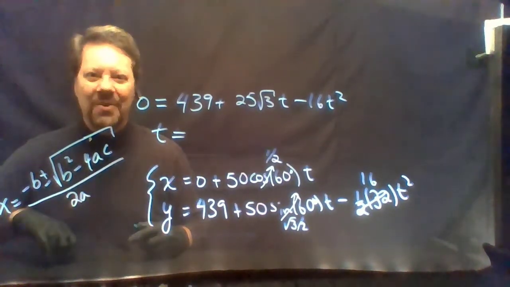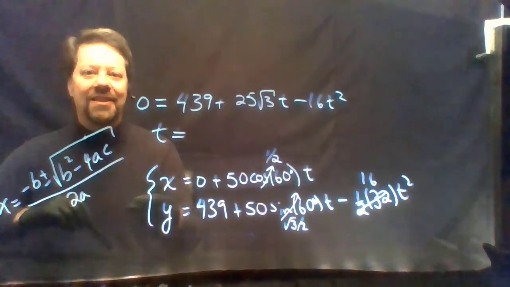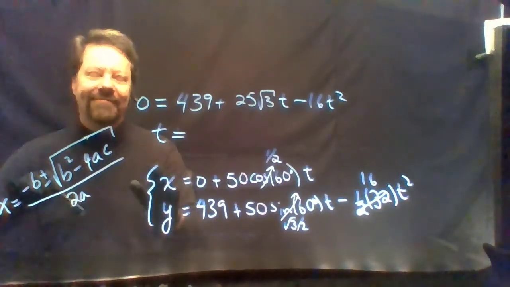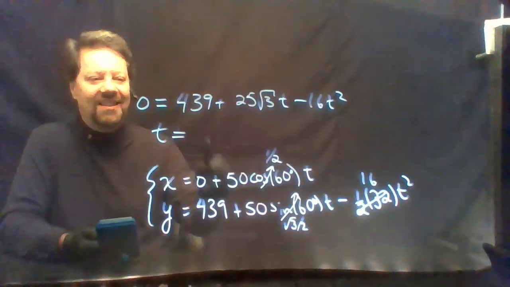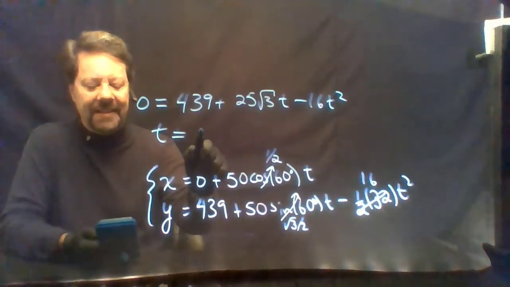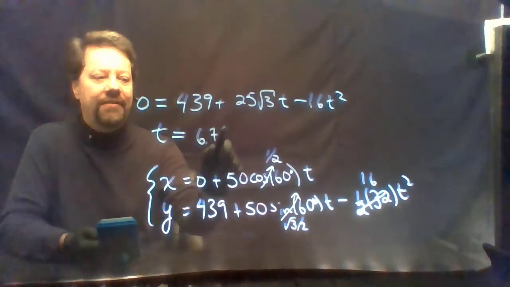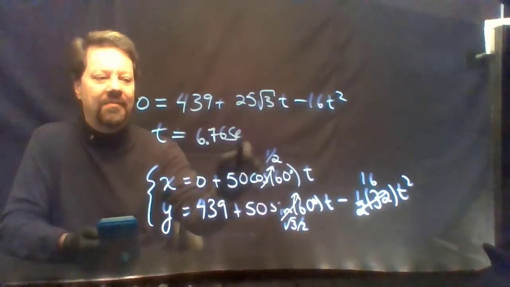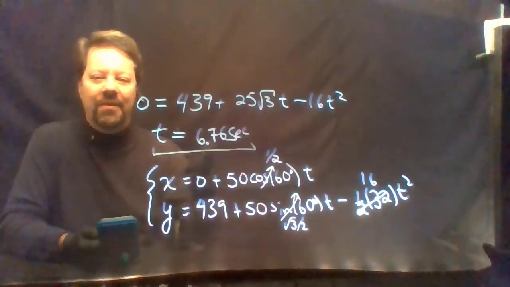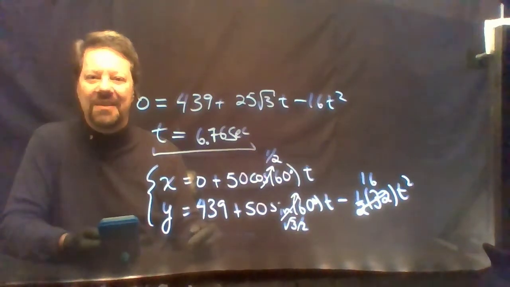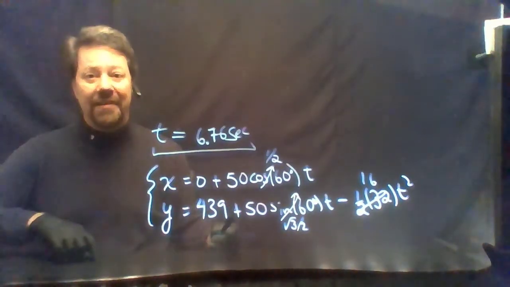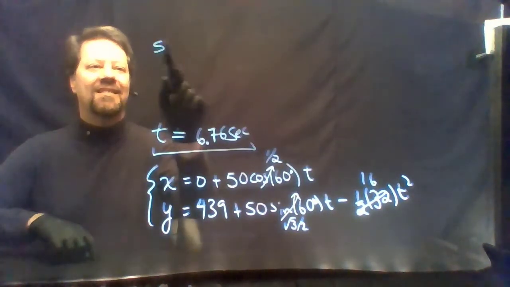Yeah, I know, quadratic formula song to that catchy tune, Pop Goes the Weasel. Sorry for that. My calculator gives me a time of 6.76 seconds before the rock splashes into the pond. How fast is it going?